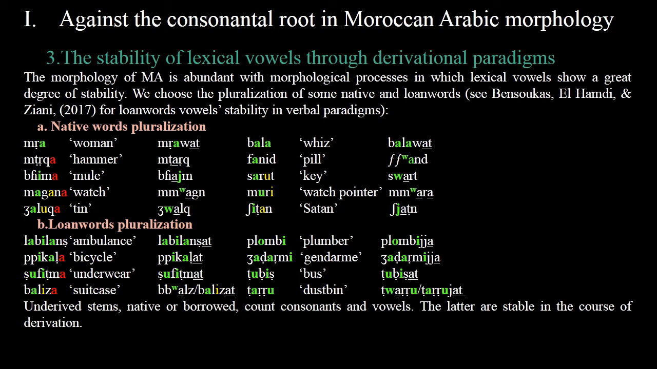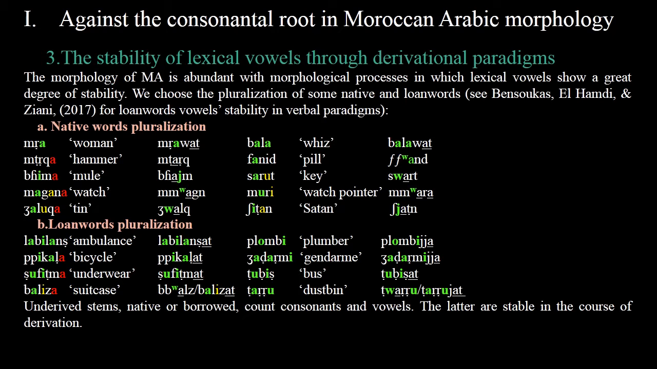The morphology of Moroccan Arabic is abundant with morphological processes in which lexical vowels show a great degree of stability. We choose the pluralization of some native and loan words. In the course of pluralization, we note the preservation of lexical vowels, colored in green, so that they may surface in the output or get devocalized to a semi-vowel.